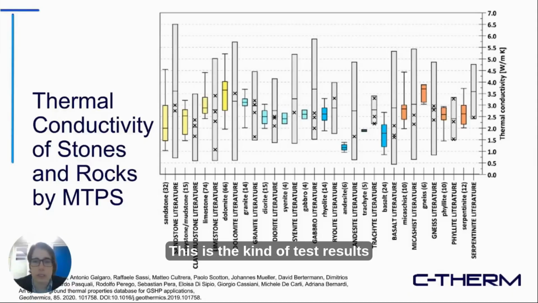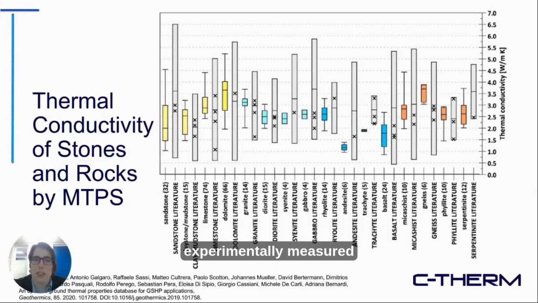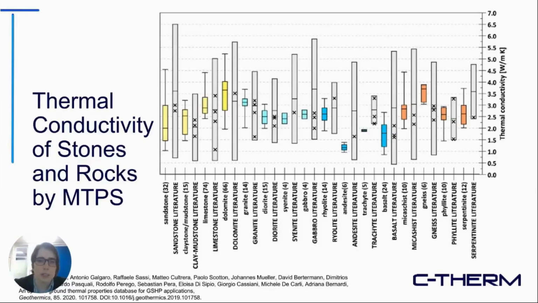This is the kind of test results that her group was able to publish in Geothermics in 2020, just a month or two ago, when it was officially released. They completed the building of a geothermal database for geothermal potential evaluation. On this slide, you can see thermal conductivities of various types of stone and rock materials, and the ones with the colored bars are ones where the thermal conductivity was experimentally measured in this work.